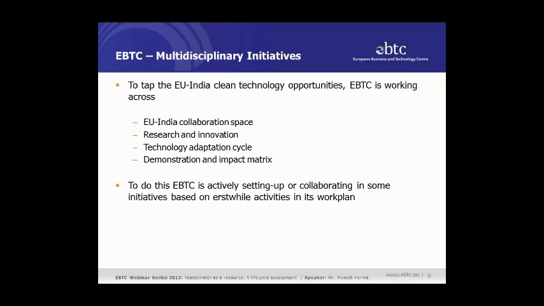And we have taken some initiatives which have basically come in because of the ecosystem that needs to exist on the ground in India before any project is a successful one. So we do look at collaboration very seriously, and we are looking at research and innovation, the technology cycle, the demonstration and impact matrix that is required for showing if the technology is successful or not.